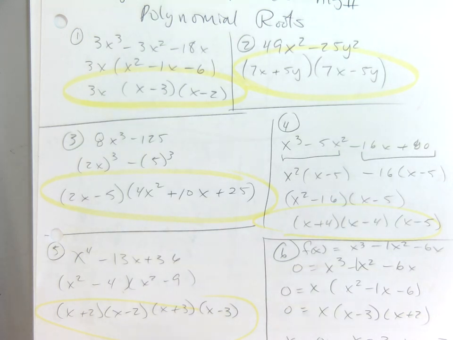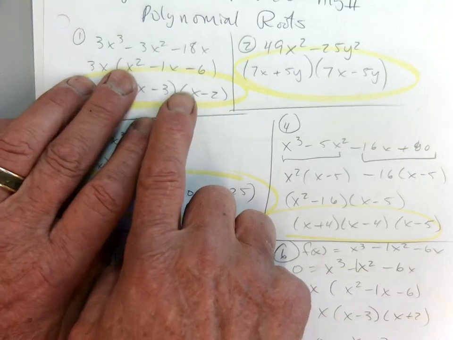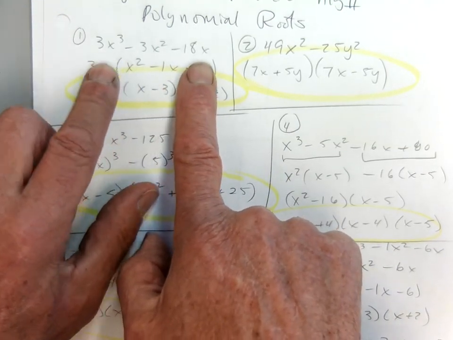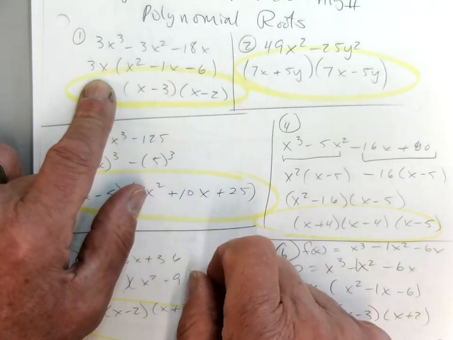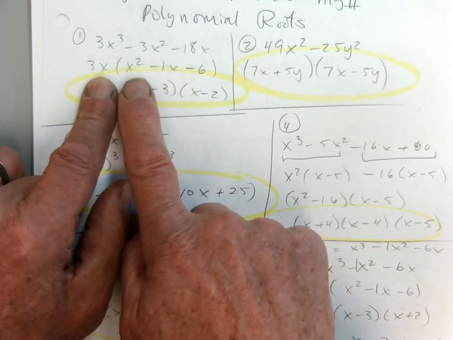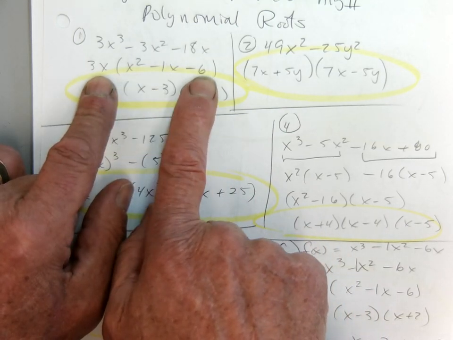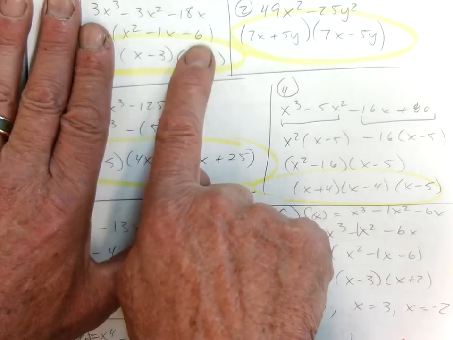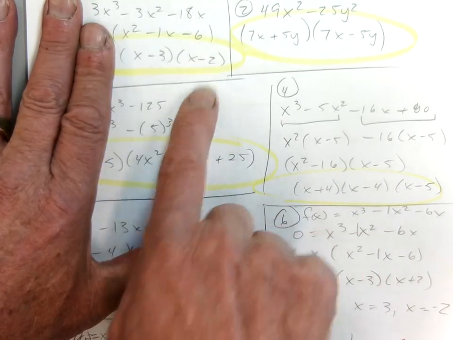All right, here is the review. So anytime you want to pause it, you can. So number one, first thing I did is I common factored out a multiple of 3 and an x. If I factor out a 3x, I have an x squared minus 1x minus 6. And then I factor that, multiples of negative 6, negative 3, and positive 2.